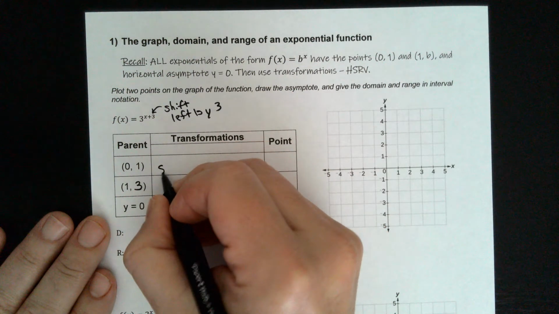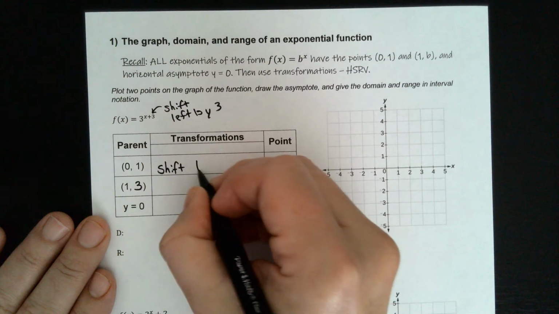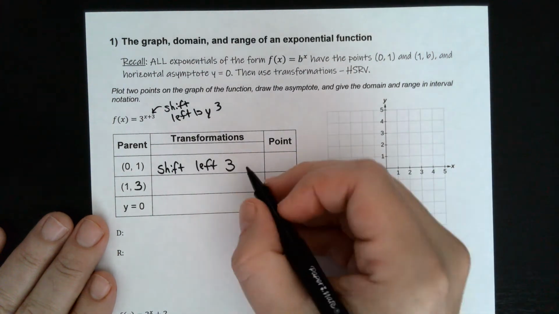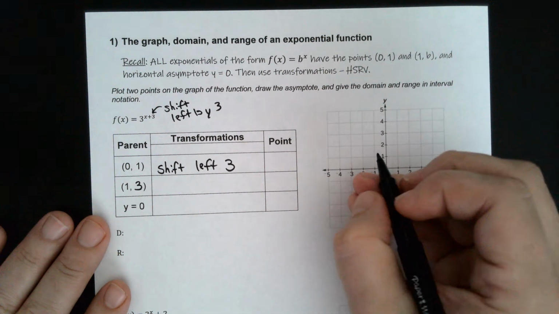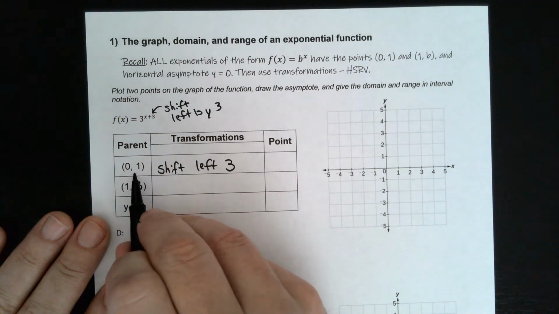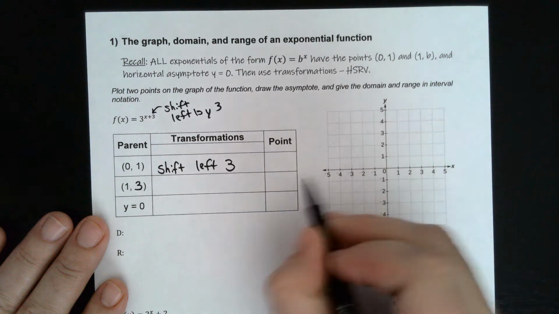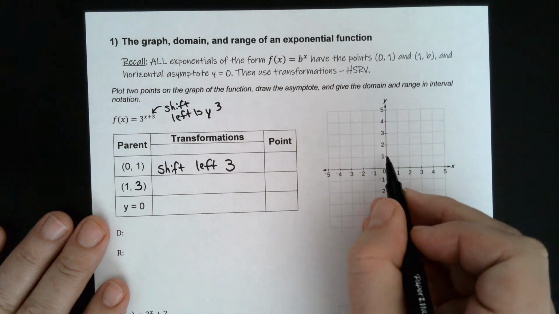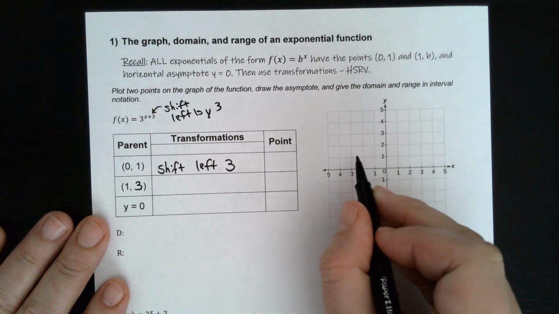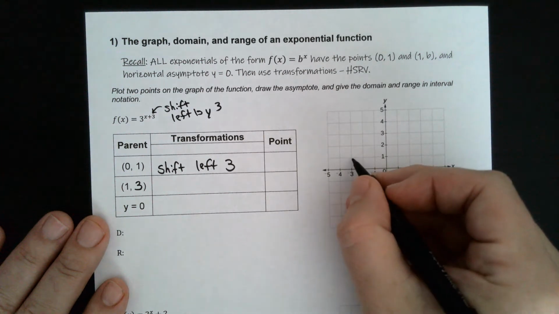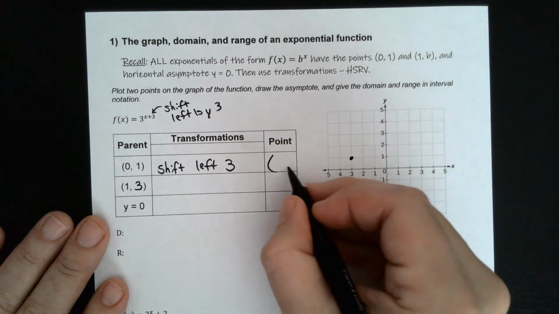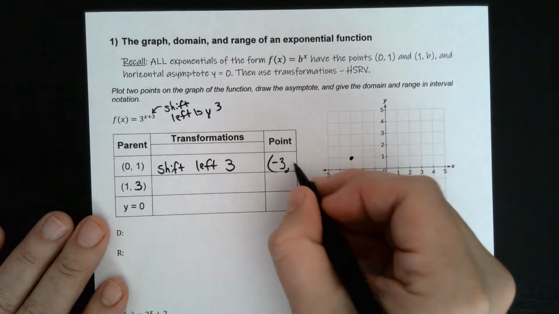We'll shift left 3. Which means if we're shifting left 3, we're changing the x value, right? Left and right is x. This is the x-axis. So if we're shifting left by 3, instead of (0, 1), you shift that over and it would be (-3, 1). So there's a point here.